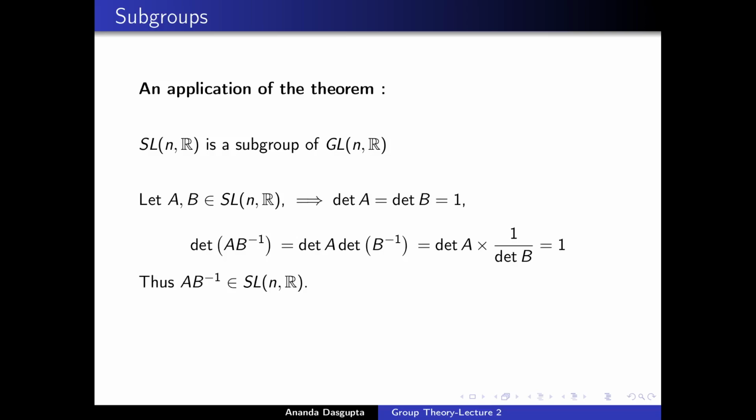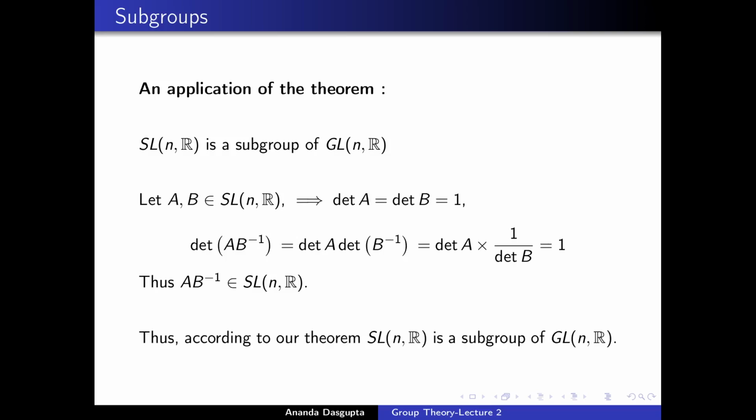So, AB inverse belongs to SLNR whenever A and B do. This, according to our theorem, is a proof that SLNR is a subgroup of the original group GLNR. So we are done. Of course, we are using this theorem, but we need to prove this theorem first.